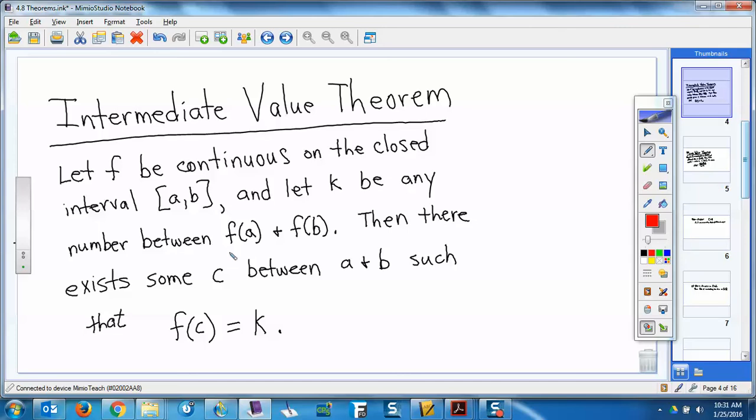In other words, it's going to hit all the y values. That function is going to hit all the y values between f(a) and f(b). If you're going to state this theorem, it's good to write it this way. But as far as understanding the theorem, think of it as it's going to hit all the values in between f(a) and f(b). Between the endpoints, it's going to hit all the y values. If the function is not continuous, it might not. It might jump. It might skip some. Okay? But if it is continuous, it's got to hit them all.